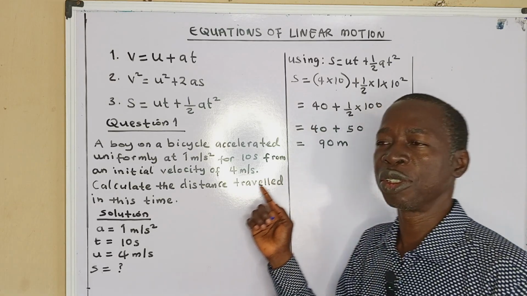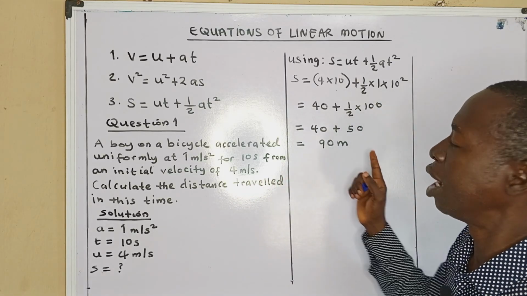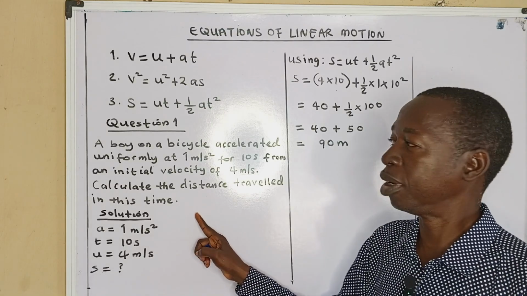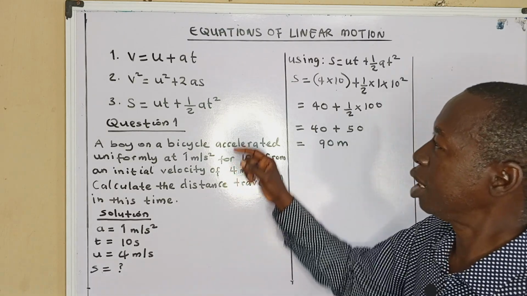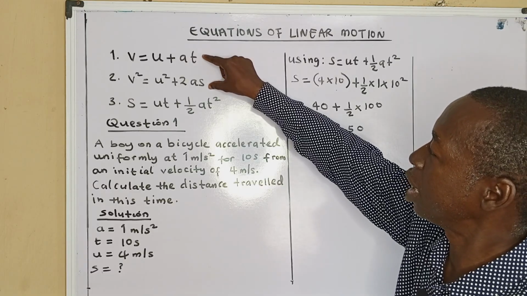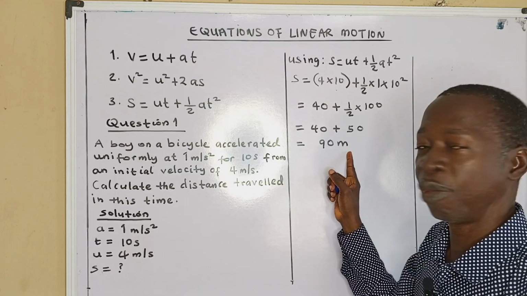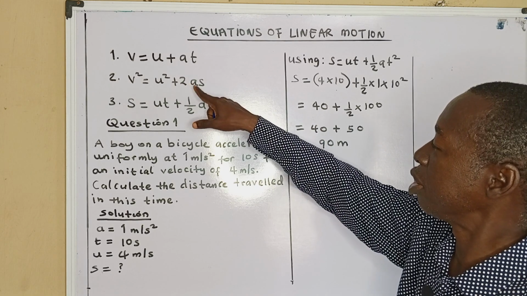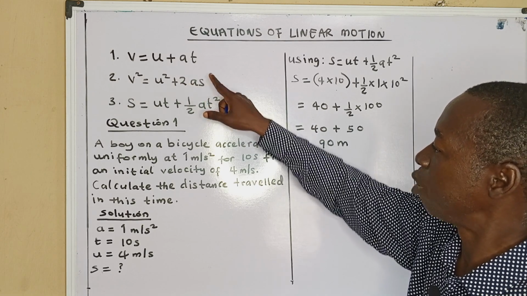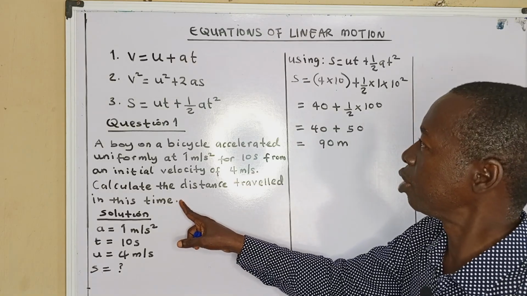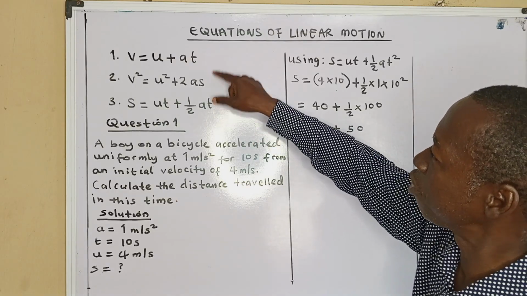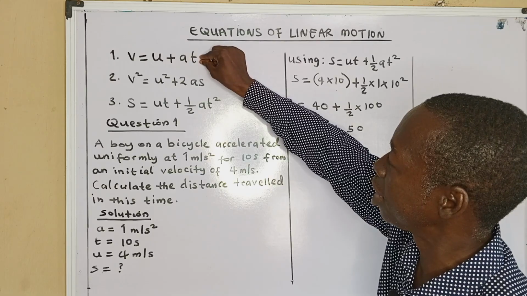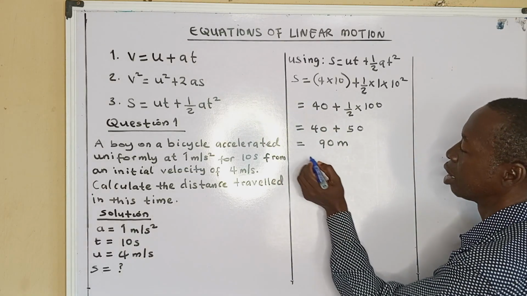Now, one question that students may likely want to ask is, are we now saying that it's only equation 3 that can be used to solve this problem? No. You can actually use a combination of equation 1 and 2 to also get this 90. I'm going to show you how that is done. Because equation 2 has my s, and I'm told to look for s, if I'm going to use equation 2, I will need to first of all find my v. So in finding v, I will use the first equation. So let's see.